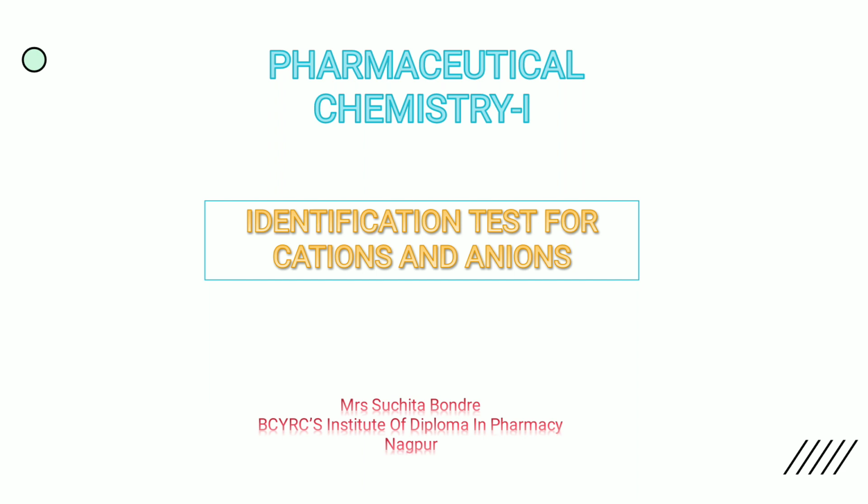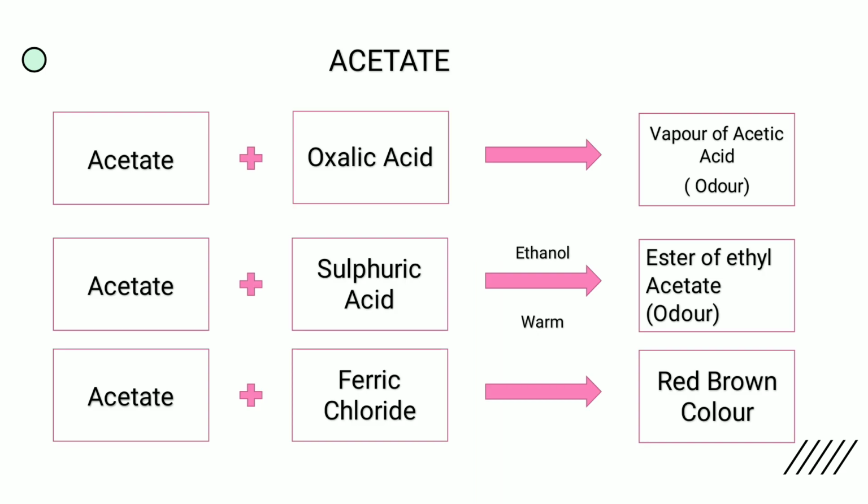So we start with some of the reactions. First is we see the anions. First anion is the acetate. If acetate is react with the oxalic acid, it forming a vapor of acetic acid. On heating, there is a particular vapors will be evolved, and then that vapors is recognized by the odor.